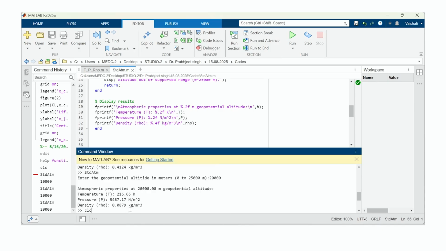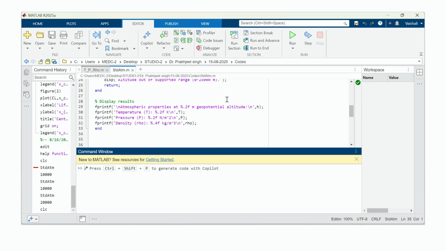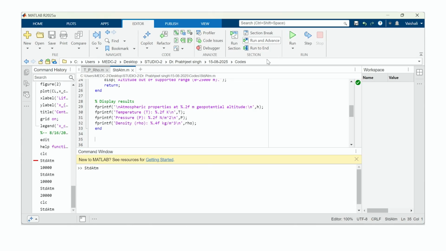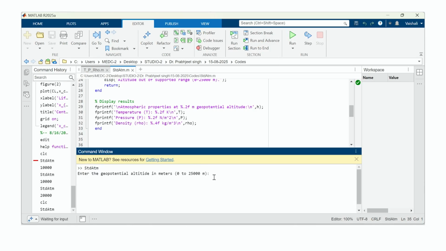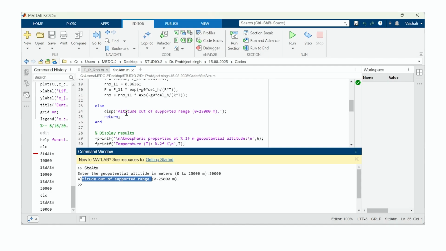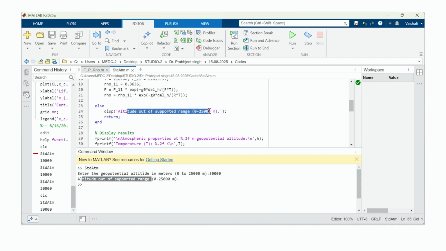First of all, let me clear this MATLAB command window. Now let me run this code and let me enter some random value beyond 25,000. Okay, so let me enter 30,000, say for example. And now we have the prompt, that is altitude out of supported range. Okay, that is what we have mentioned over here, altitude out of supported range.